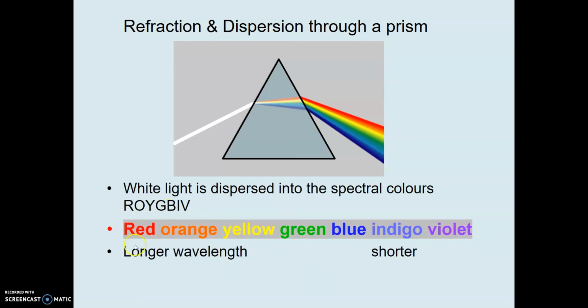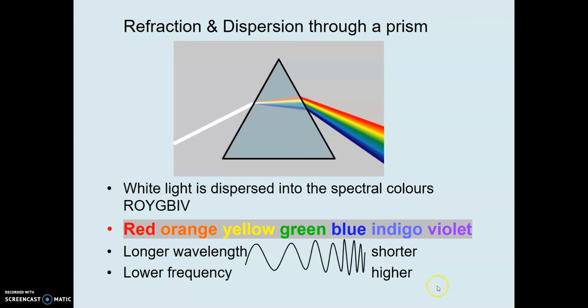This side of the spectrum has the longer waves. This has a slightly lower frequency, and these have the higher frequencies. So if we depict it by a wave action like this, the shorter wavelengths are on the blue side, the violet side of the spectrum, and the longer wavelengths on the red side.